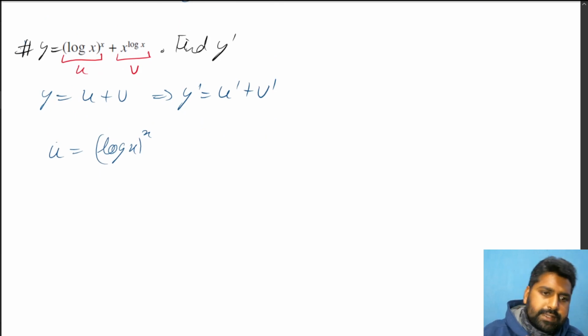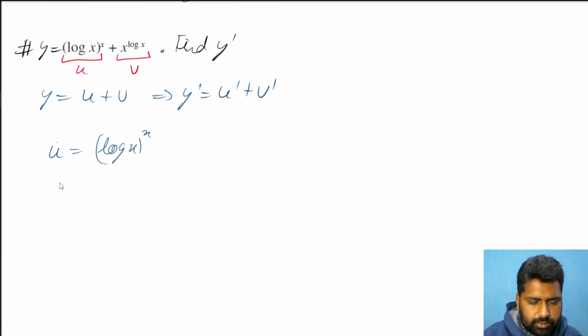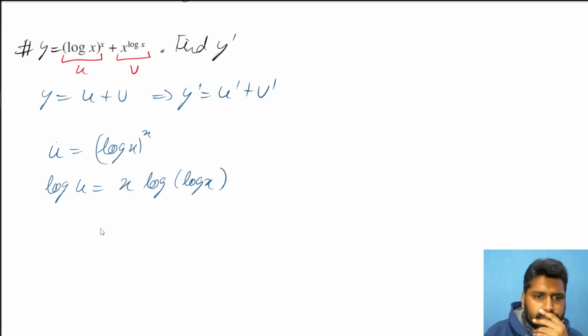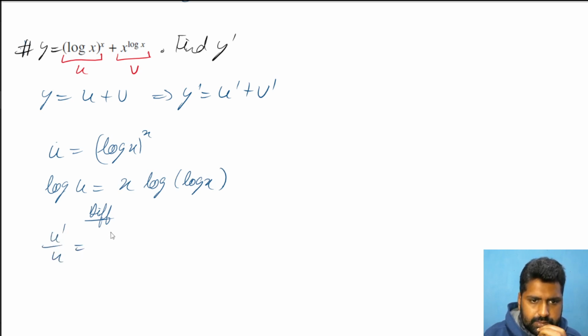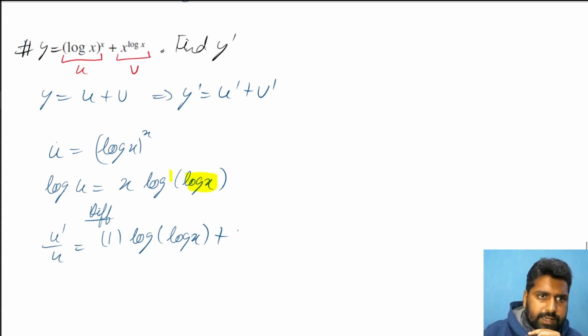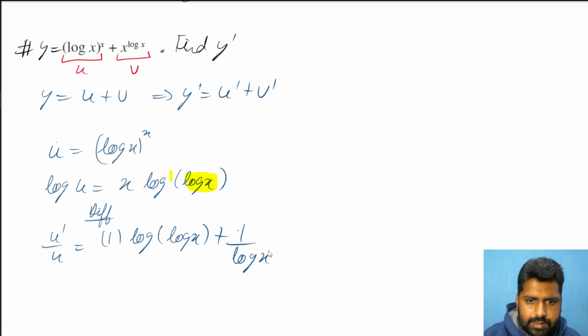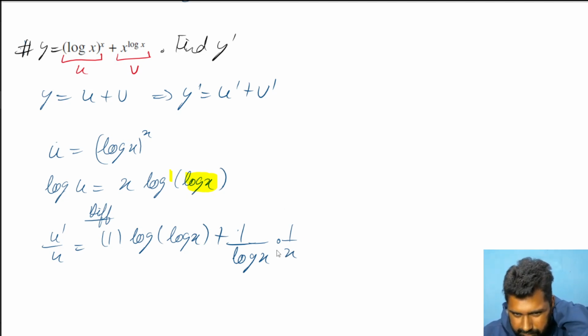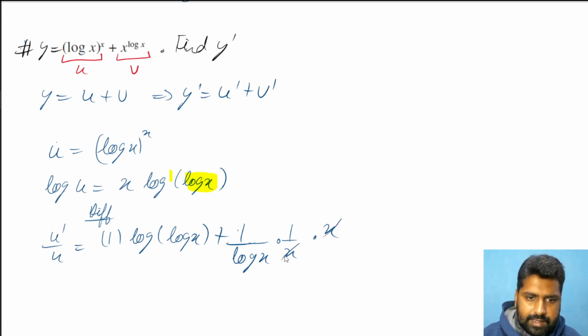Okay, let's see. So u is equal to log x raised to power x. Taking log both sides, log u is equal to, now I'm doing it directly, the power will come down, x log of log x. Differentiate. So u dash upon u is equal to differentiation of x, 1 into log x, plus x into differentiation of log x. Again we'll consider z. Just for your reference, differentiation of log z is 1 by z, that means 1 by log x, into z dash, that is the differentiation of log x, 1 by x. This is something we have already done, na? 1 by x log x, and the x cancels.